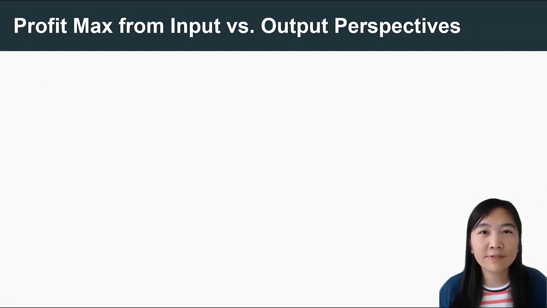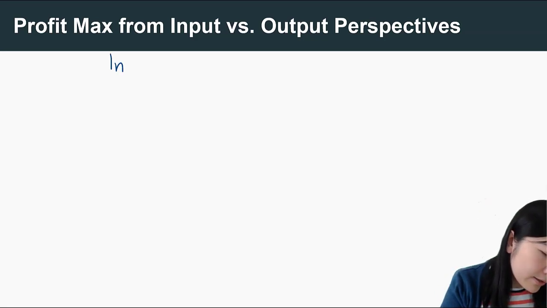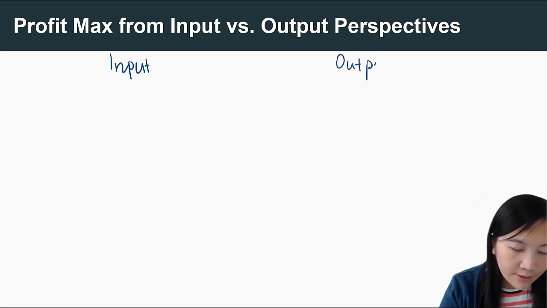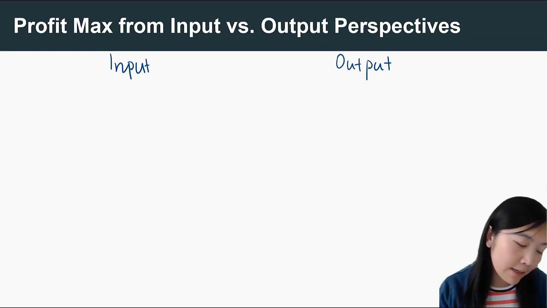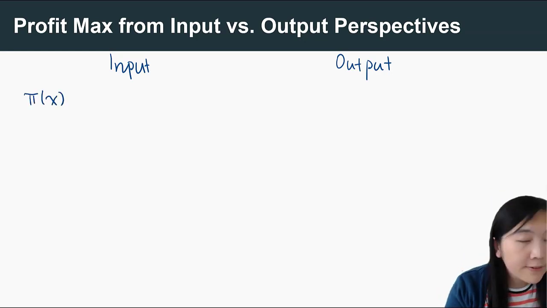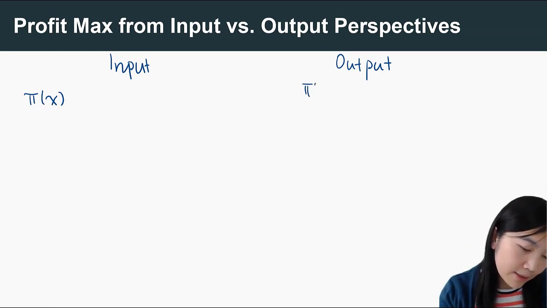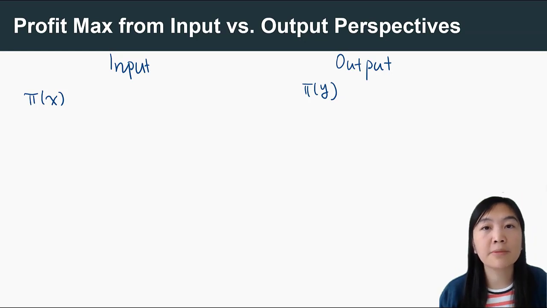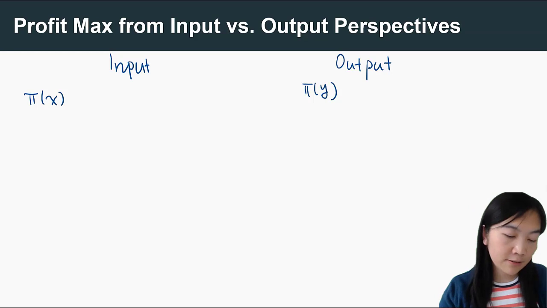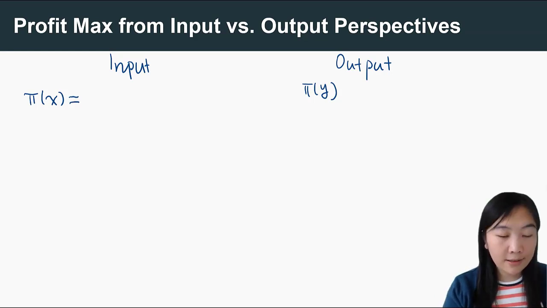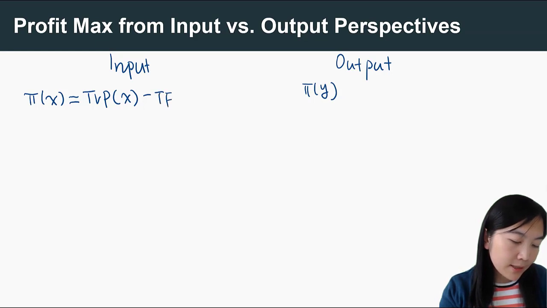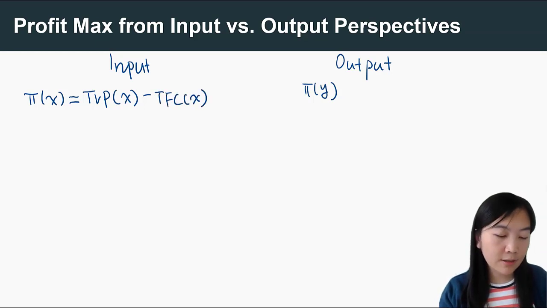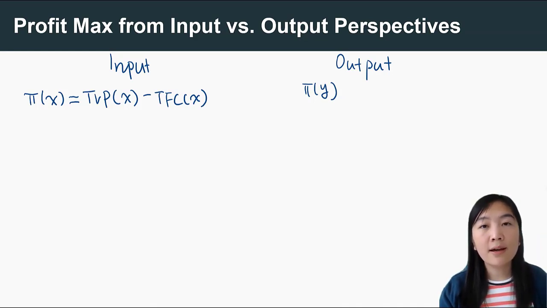Let's first have the overview of the profit maximization from the two perspectives, and I will write them down here, the input perspective on the left side, the output perspective on the right side. And to do a profit maximization, you actually need to first have the profit function. So for the input perspective, it's a function of X, and for the output perspective, it's a function of Y. And so we have different terminologies to describe the components of profit for those two perspectives. The input perspective, it is the total value of product minus the total factor cost, which is also a function of X. So you will notice that in the input perspective, everything is written in terms of X.